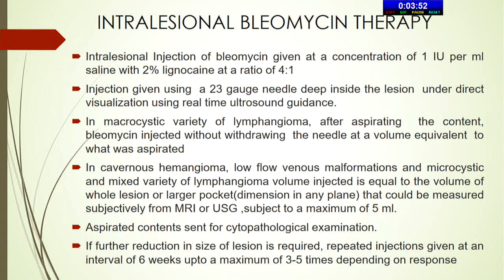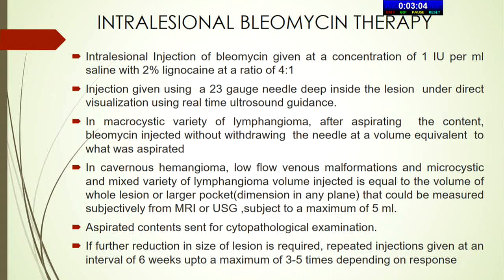And in the macrocystic variety, after we aspirate the contents, without withdrawing the needle, we can inject a volume equal to what was aspirated. And we have also tried this in cavernous lymphangiomas, low flow venous malformations, and in the microcystic and mixed varieties. You can inject a volume equal to the largest pocket of the lesion, or the one that is measured with MRI or USG, subject to a maximum of 5 ml, because we've seen that if you inject more than 5 ml, then it can cause pressure symptoms inside the orbit, and it may be causing its own problems with compressive neuropathy.